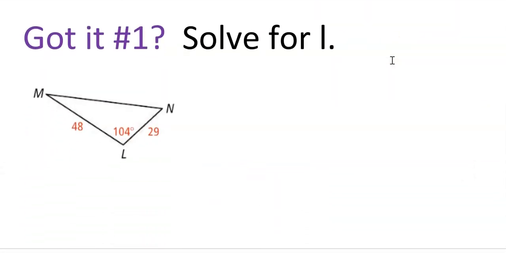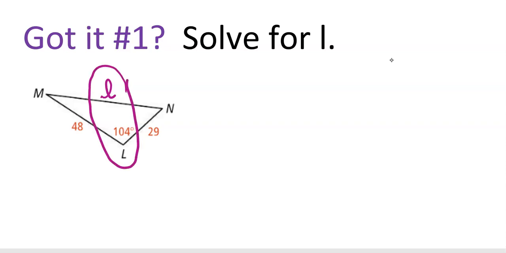Okay, so let's solve another one. This one says solve for L, which is going to be this one. Okay, so first thing you want to do is locate your angle side pair. This time the only angle we're given is 104. So I'm going to circle that. What does that mean? That means the L is going to go on the left side of my equation. The 104 is going to go in that cosine part. The other two can go wherever you want them to go. Okay, so here's what it looks like.